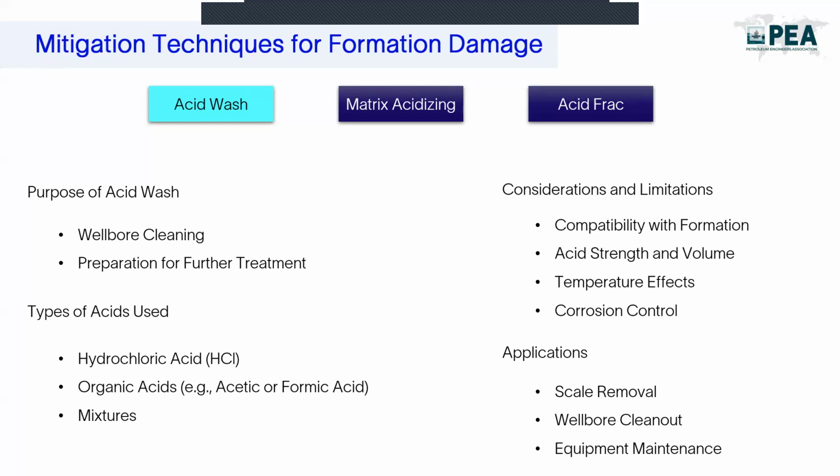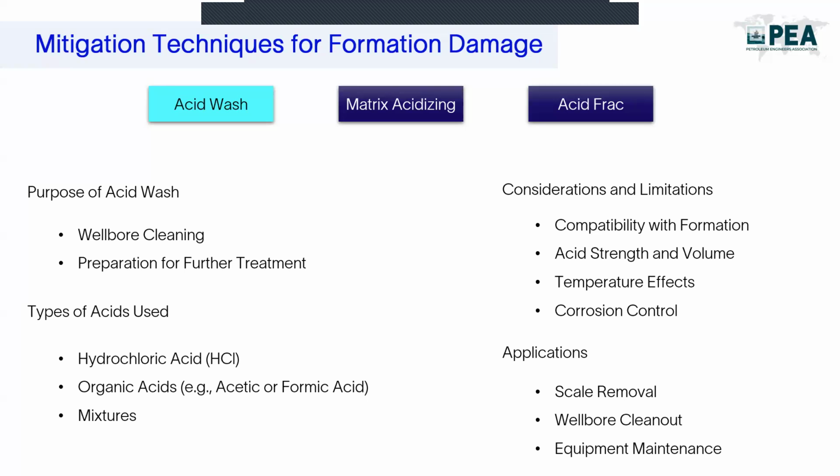The three types, the difference is the injection pressure. As a general rule of thumb, for acid wash, we inject acid below reservoir pressure, so it does not go deep into the reservoir. For matrix acidizing, we inject the acid above reservoir pressure and below fracture pressure, which means it goes inside the reservoir. And then we have acid frac, which is injected above the fracture pressure, so it goes even deeper into the reservoir. So let's start with the acid wash.